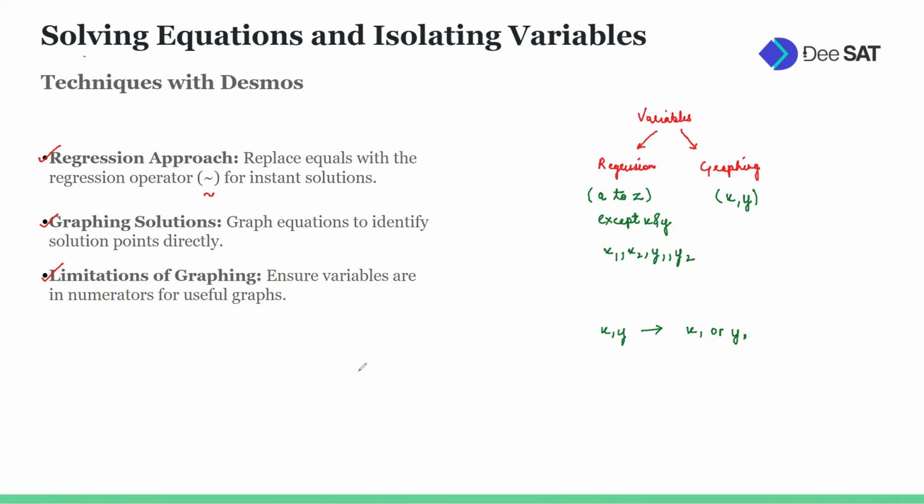For example, the equation given to you is 2p plus 7 is equivalent to 3p. Now I want to solve this particular equation. If I want to use regression, this is a perfect equation to use regression on. I just need to put in Desmos 2p plus 7, the sign of regression, and 3p. If I want to graph this particular equation, I need to replace this p with either x or y. So I can put 2x plus 7 is equivalent to 3x. That is how it works.